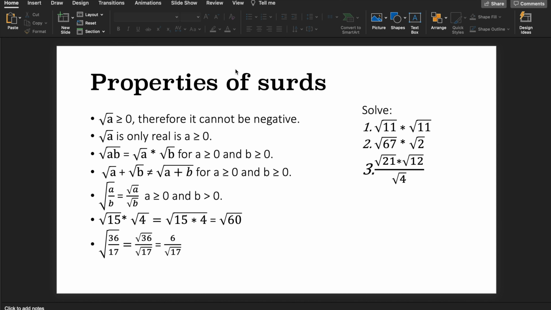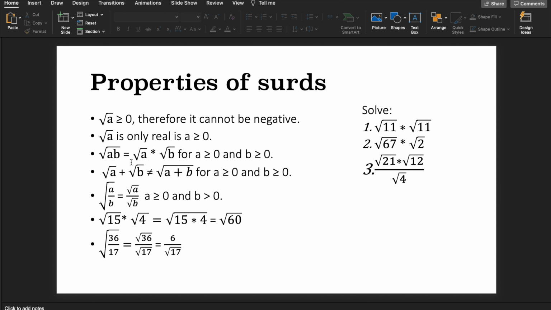And square root of a into b equals square root of a into square root of b. This is the property where a is greater than or equal to 0 and so is b. It must be greater than or equal to 0. And the next thing is that square root of a plus square root of b is not equal to square root of a plus b.